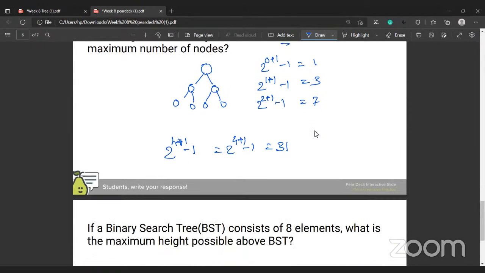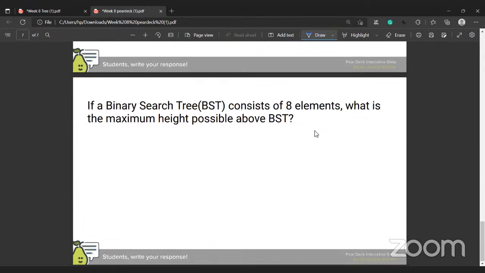So the next question is, if a binary search tree consists of 8 elements, what is the maximum height possible in the above BST? This question is a bit tricky. We'll wait 2 minutes, after that we'll discuss. You can answer in the chat box.